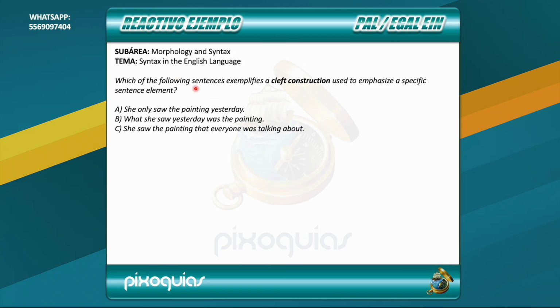Okay, we can have this exercise from the sub-area Morphology and Syntax with the topic Syntax in the English language. Which of the following sentences exemplifies a cleft construction used to emphasize a specific sentence element? A. She only saw the painting yesterday. B. What she saw yesterday was the painting. Or C. She saw the painting that everyone was talking about.